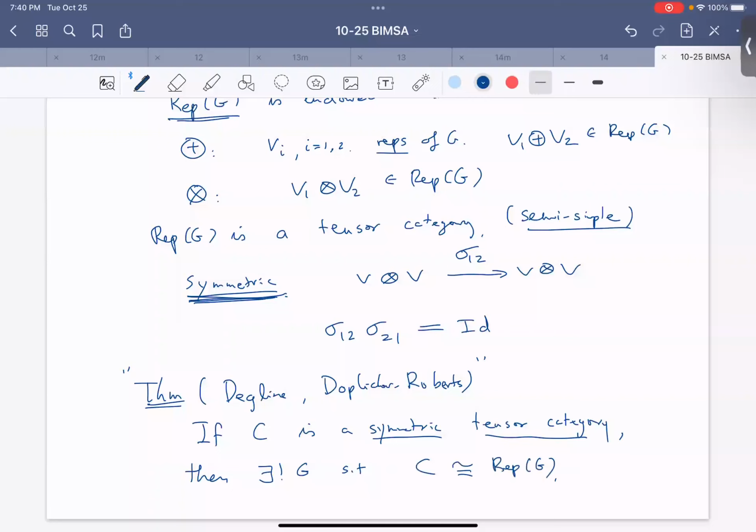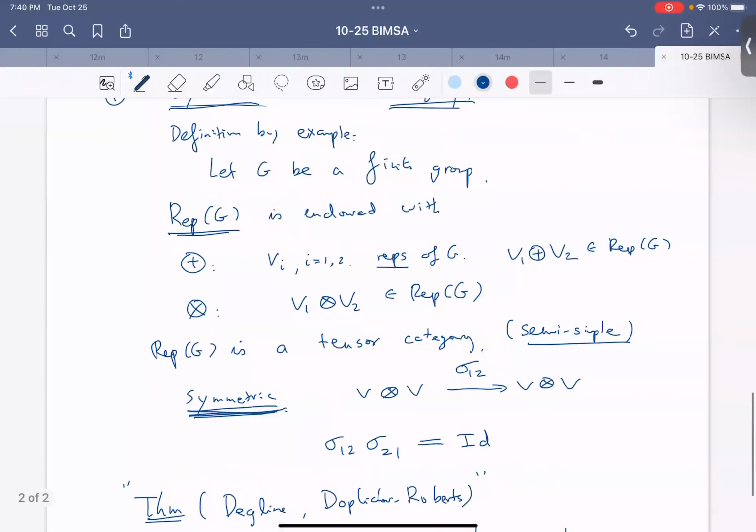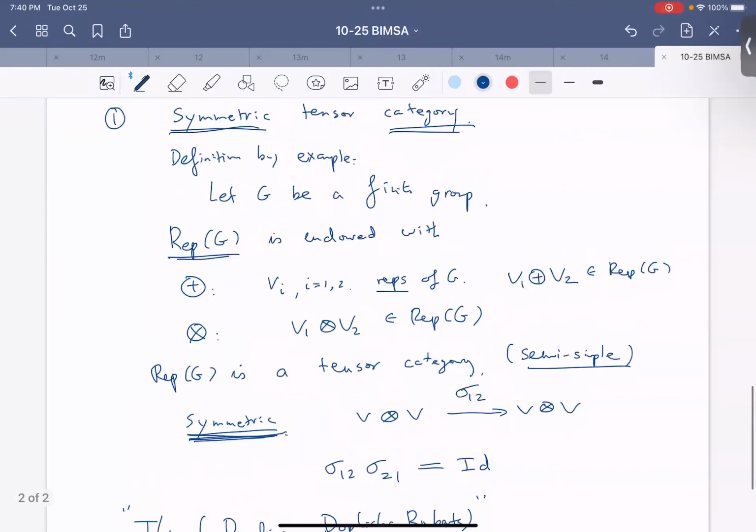Hopefully this theorem shows why I just gave you an example without even writing down the axioms, right?